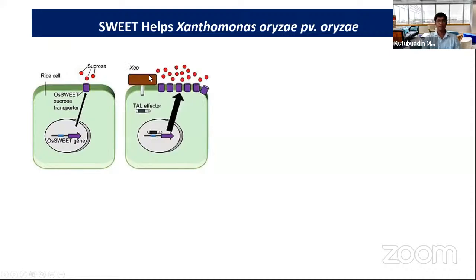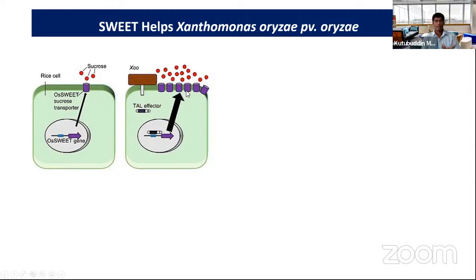Now, whenever there is an infection from this bacterium Xanthomonas oryzae, it secretes some protein called the TAL effector, transcription activator-like effector, an effector protein that goes inside the nucleus and binds with the promoter sequence of that SWEET gene. Now, what happens when this TAL effector binds with the promoter sequence of that gene? This binding induces the expression of that SWEET gene, so that more SWEET protein is produced. Here you can see from this schematic that a lot of SWEET transporter protein is present in the cell membrane.